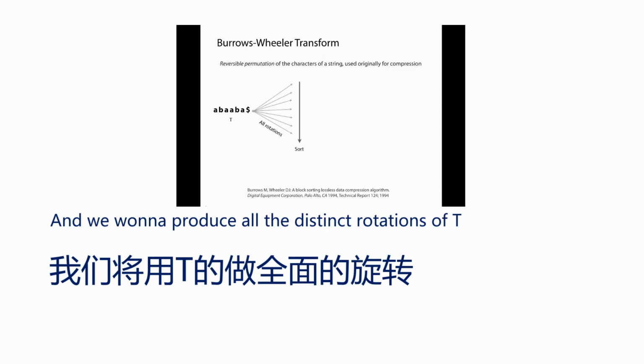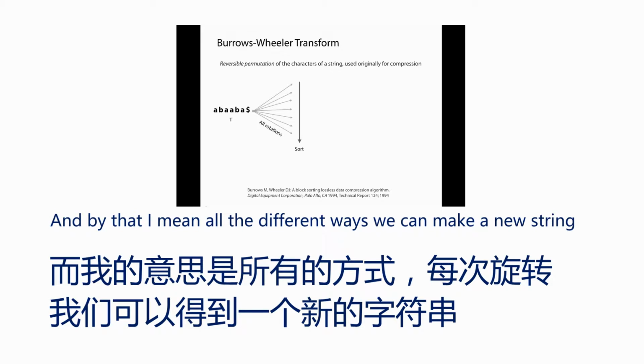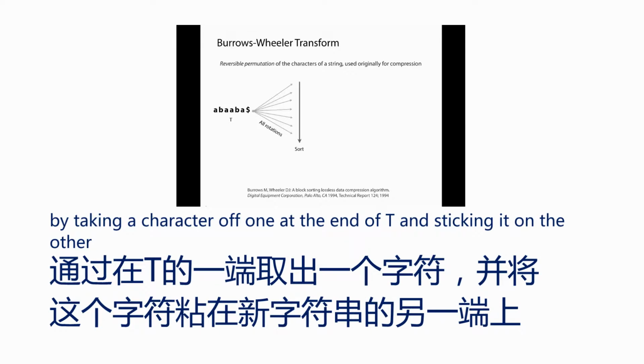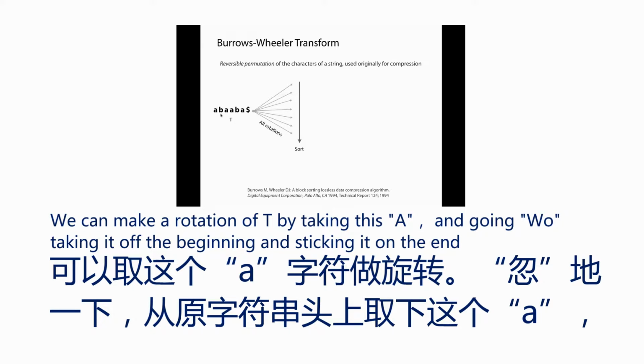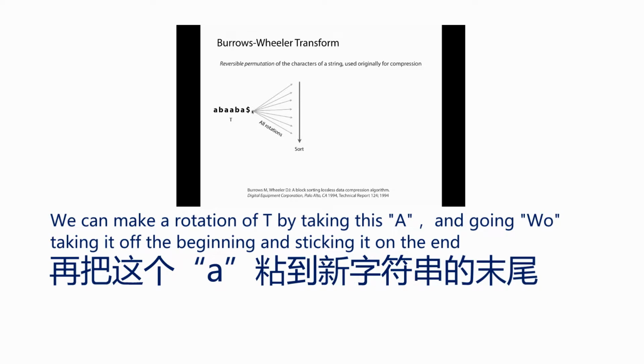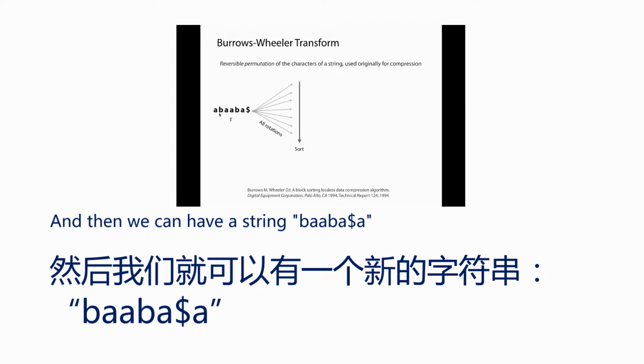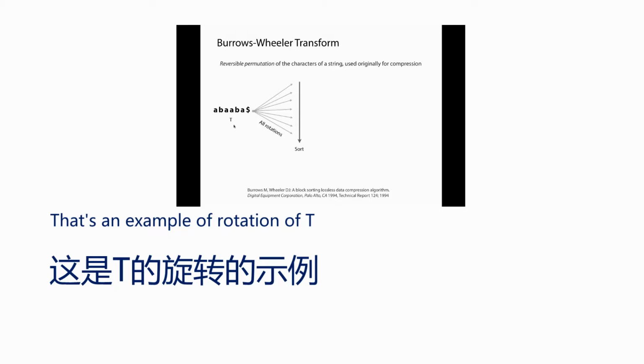And we're going to take this t, and we're going to produce all the distinct rotations of t. And by that I mean all the different ways that we can make a new string by taking a character off of one end of t and sticking it on the other. So this is t here. We can make a rotation of t by taking this a off the beginning and then sticking it on the end. And then we would have the string $ a. That's an example of a rotation of t.